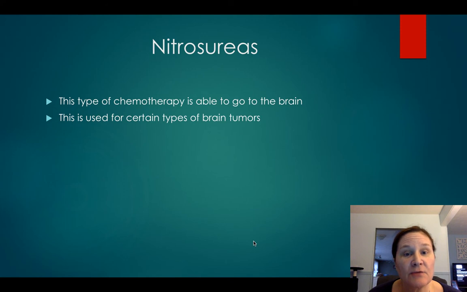Nitrosoureas, this is another form of chemotherapy. This is able to go to the brain. This goes through the blood-brain barrier, so they're used for certain types of brain tumors.